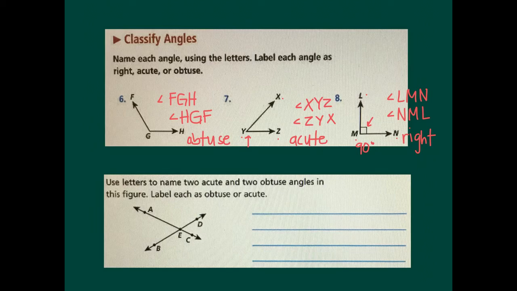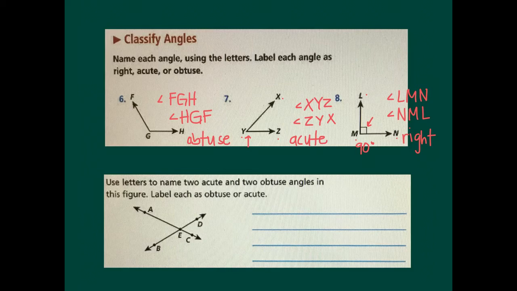Down below here, I have another activity where they've given me two intersecting lines. I know they're lines because on each end we have arrows telling me that it goes on in both directions, and that term is a line in geometry. The directions here say use letters to name two acute and two obtuse angles in this figure. Label each as obtuse or acute. All right, so let's start labeling some angles that I notice in this image.